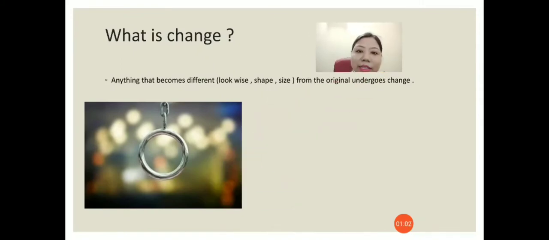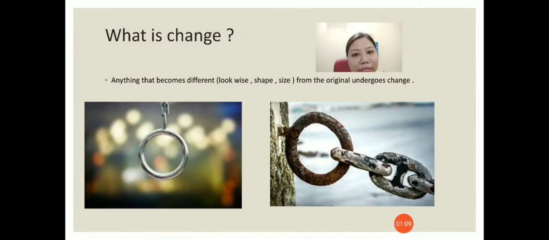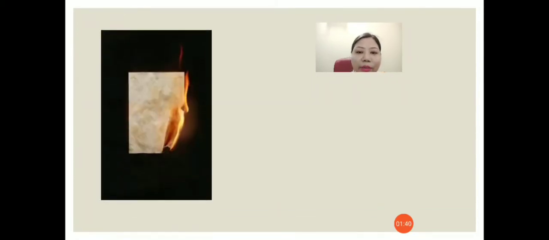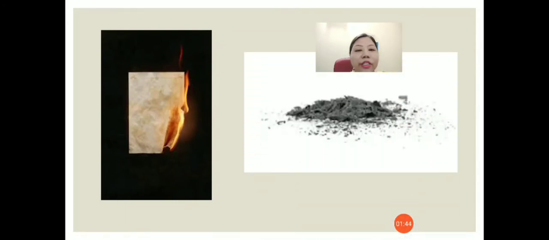Like, look at this. This is a new ring of iron. After it has been used for few days, it experiences some change. You can see that the appearance of this ring has changed. It has become different. Before it was very shiny. Now in the second picture you can see that the shine has gone away. It got rusted. Yes, so that means some change has taken place. Let's take another example. When paper is burned, it changes into ash. The appearance is very different and also the texture is also very different.